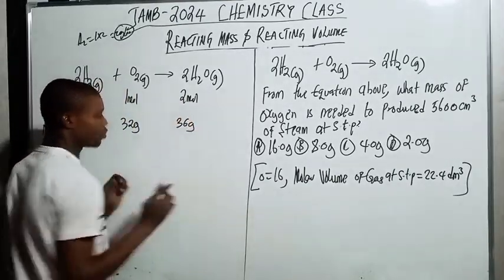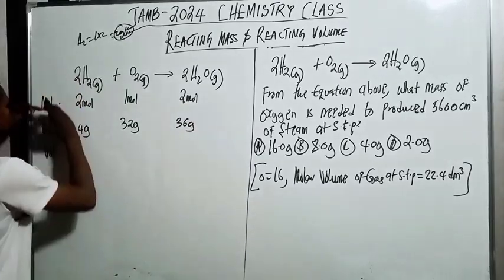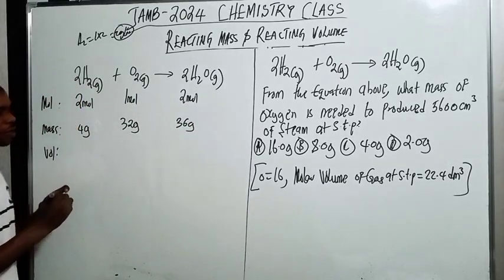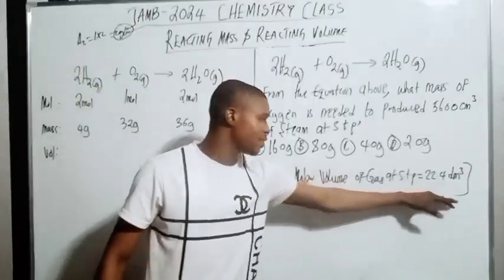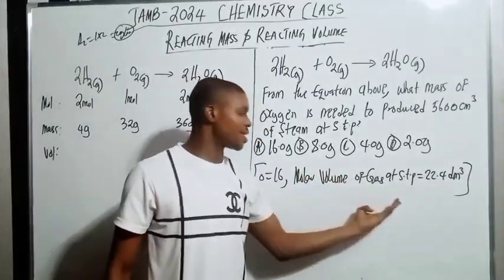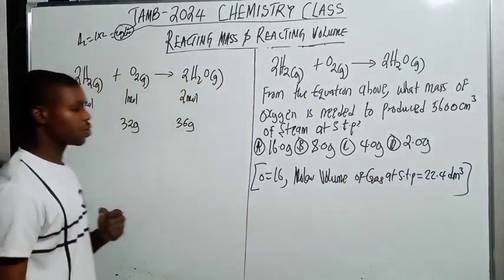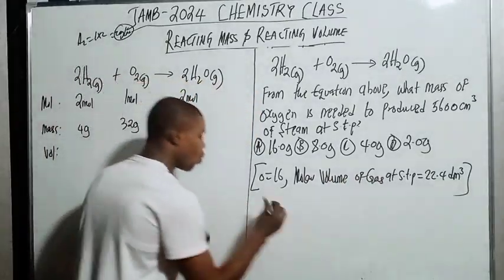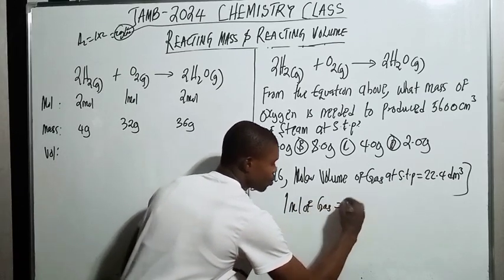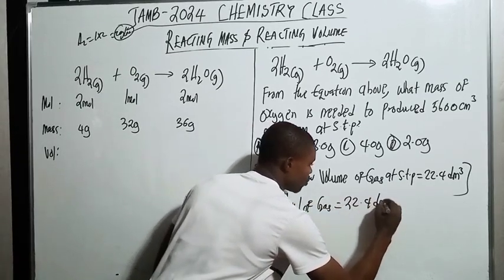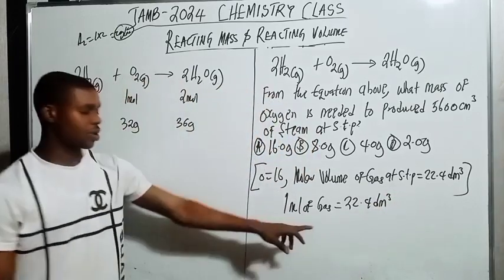36 gram. Do you understand? So we have to do this one here. Then the volume, right? Here they give the volume at STP, which is already given. The molar volume of gas at STP is 2.4 dm cube. So that is for every 1 mole of gas, 2.4 dm cube of that gas. Do you understand?